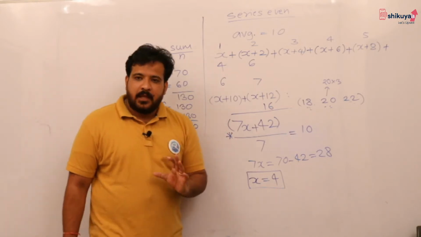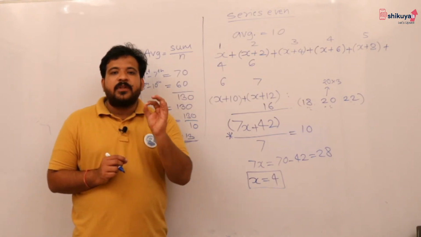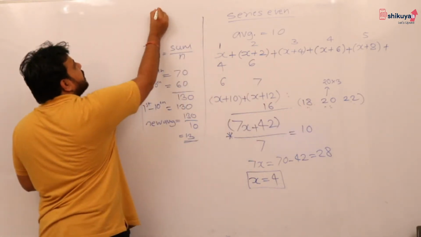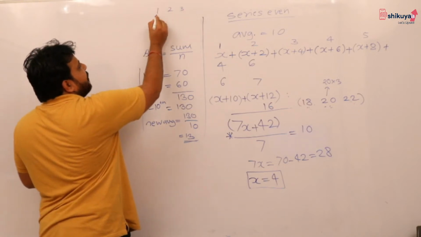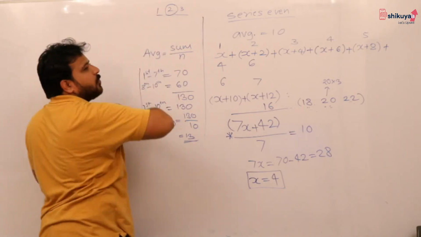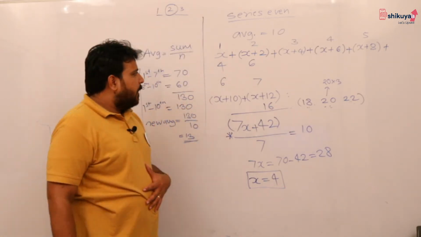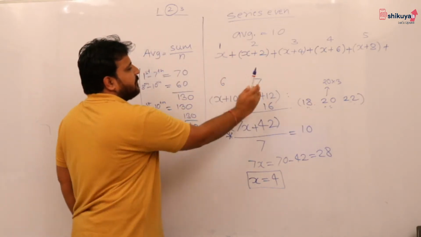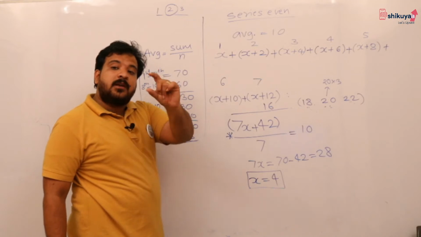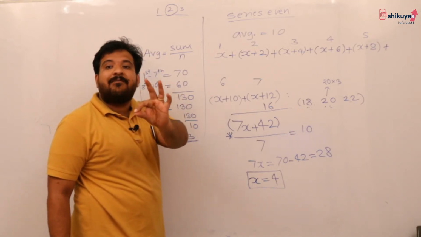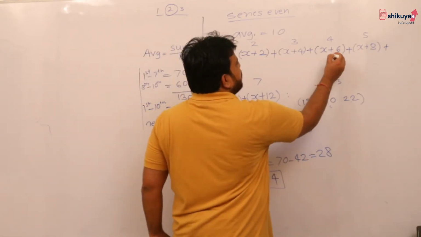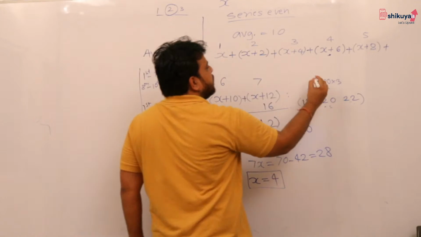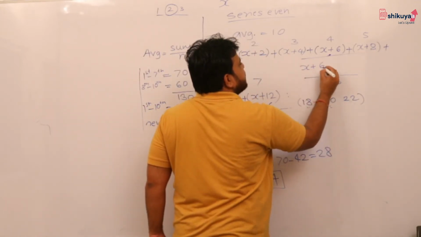You have to remember one thing. Whenever there are an odd number of numbers in the given series, for example, if there are three terms, 1, 2 and 3, the average value is always the middle value. If you apply this logic here, we have 7 terms, 1, 2, 3, 4, 5, 6 and 7. Means the fourth term is going to be the average value. What does it mean? This fourth term, that is x plus 6, is 10.